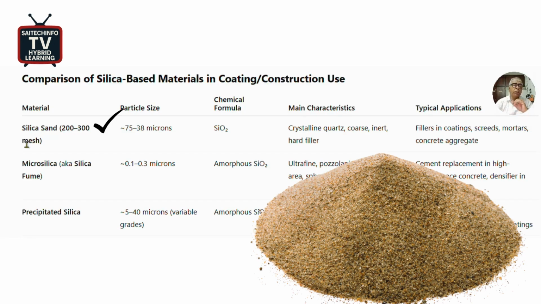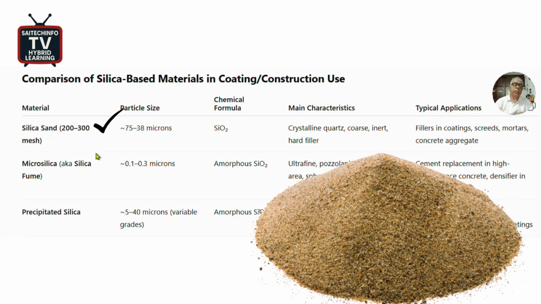Now, let us see the first one, that is silica sand. Usually its size will be 200 to 300 mesh. In terms of microns, it can be between 75 and 38 microns. So the basic formula is nothing but silicon dioxide, that is SiO2.